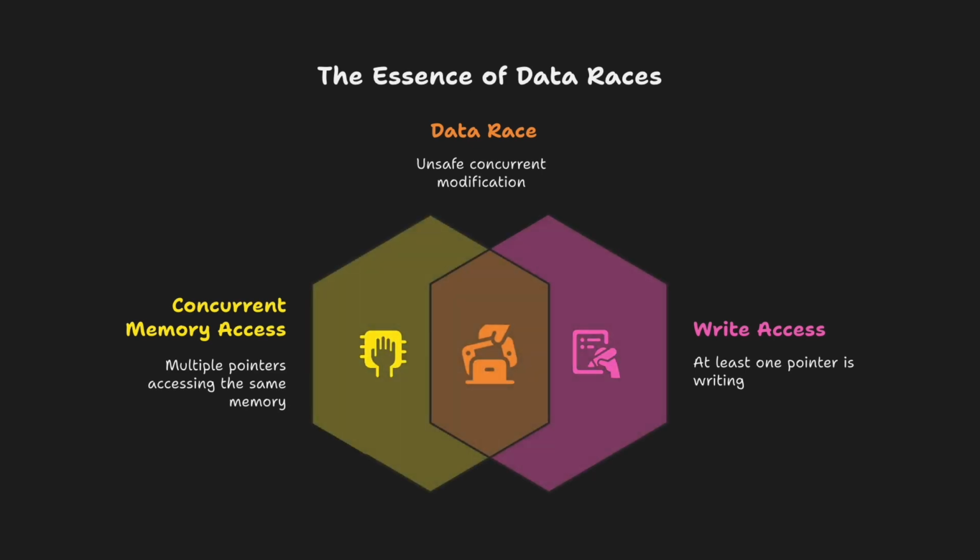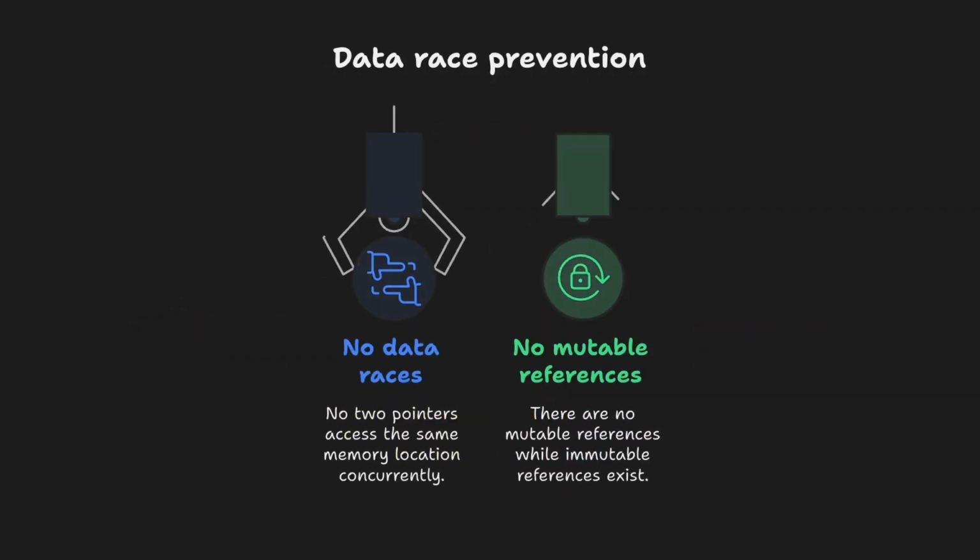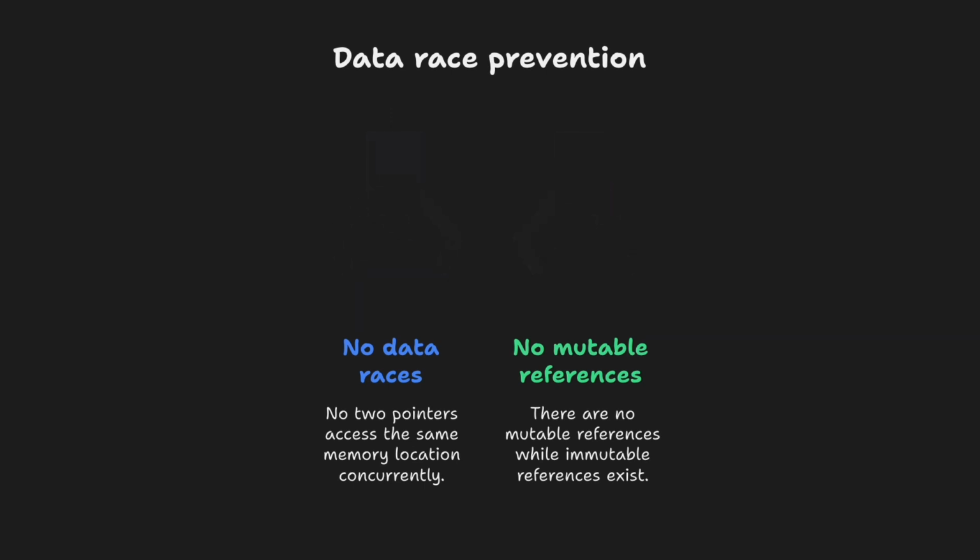That's amazing. A data race occurs when two or more pointers access the same memory location concurrently, and at least one of them is writing. The borrow checker prevents data races by ensuring that either: 1. No two pointers access the same memory location concurrently. 2. There are no mutable references while immutable references exist.